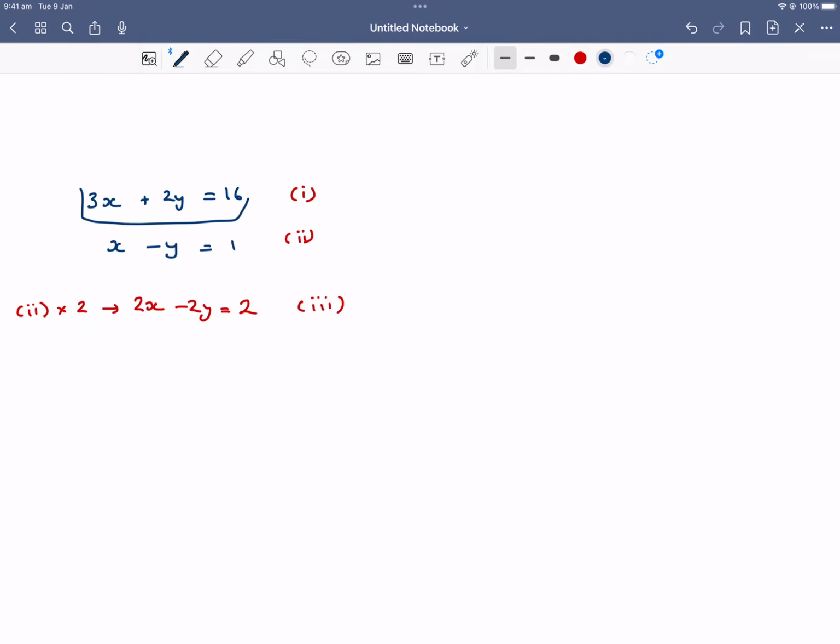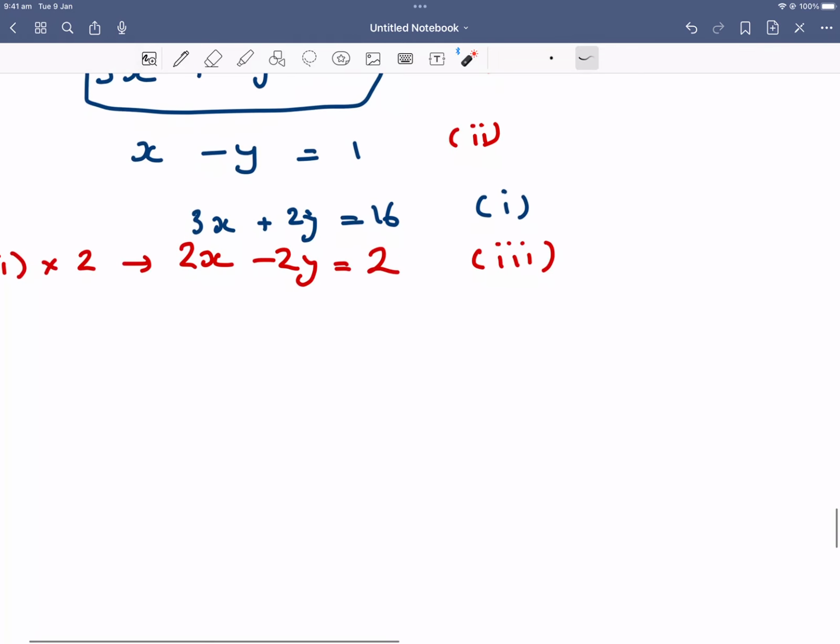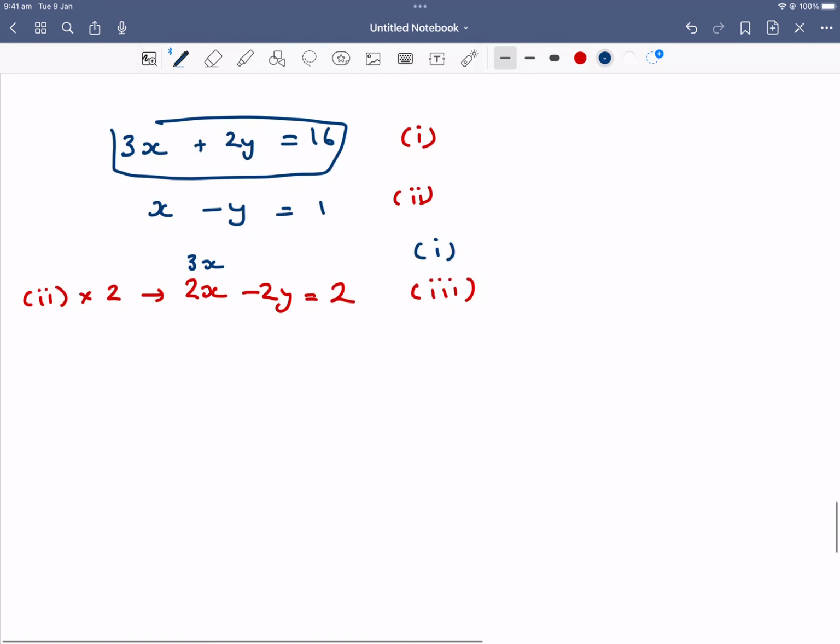And I'm just going to rewrite equation 1 over here. So that was 3x plus 2y equals 16. Okay, so I want to eliminate. Let's zoom in here. Let's write that a bit neater. So it was 3x plus 2y equals 16.